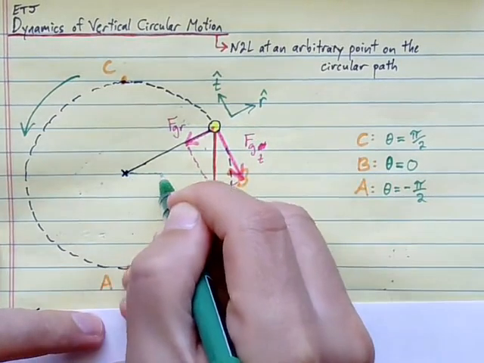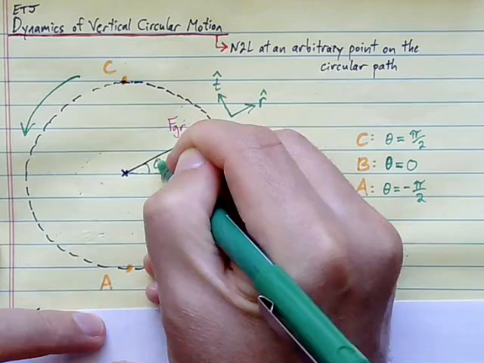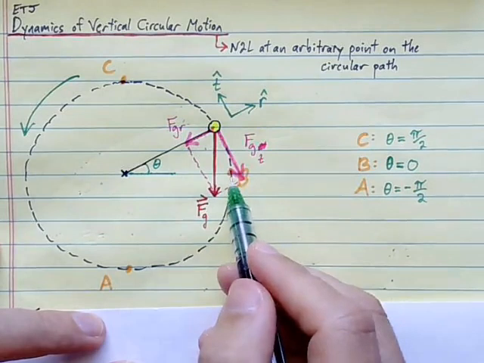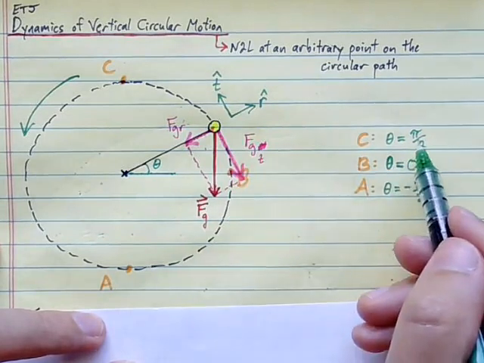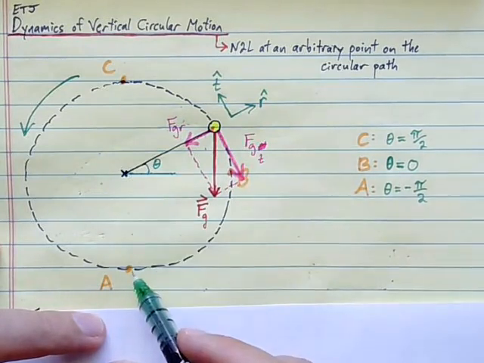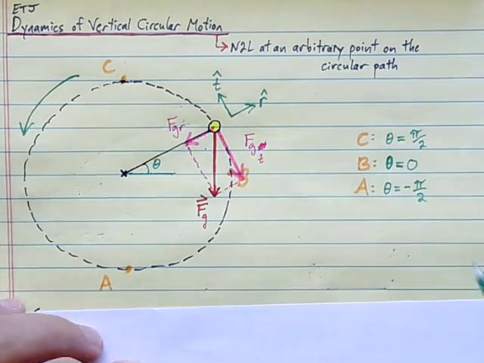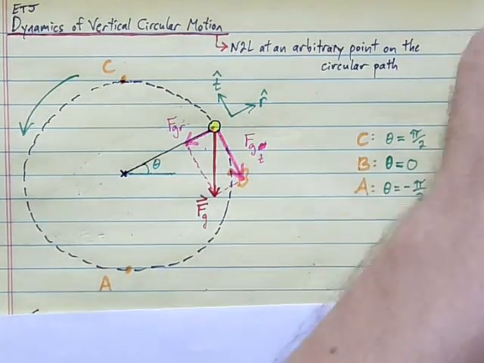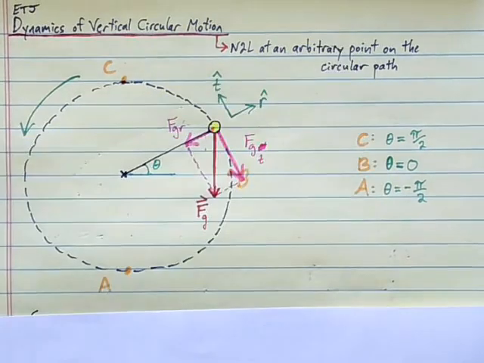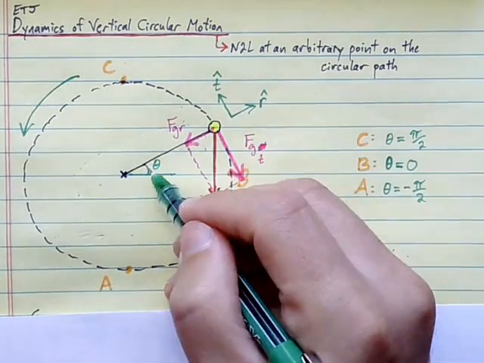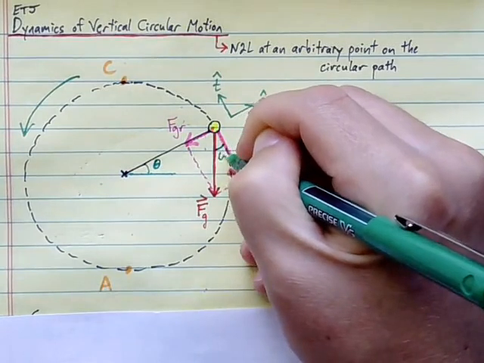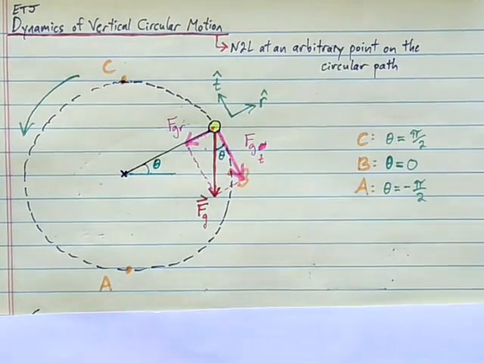I'm going to define an angle theta right here, such that theta is 0 when the ball is at point B. And then theta will be pi over 2 when the ball is at point C, and theta would be negative pi over 2 or 3 pi over 2 when the ball is at point A. So I'm going to define that angle there, and then do a bit of geometry here. Remember our congruent angles. And note on this picture that if this angle is theta, then this angle here would be congruent to it. That would also be theta right there.